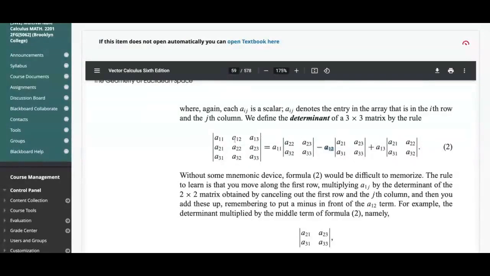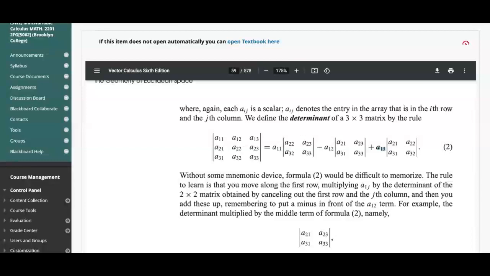Then we do the same. We cross the column with A12. We cross the row with A12. Now we're left with 4 members: A21, A23, A31, A33. Right? We want to find out the determinant of those 4 entries. Then we work with A13.